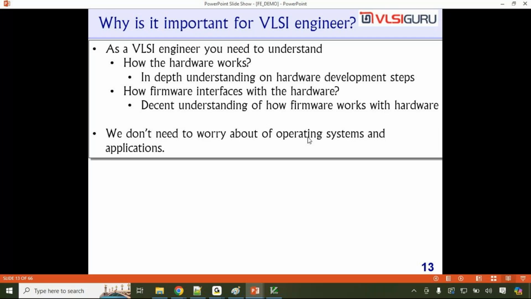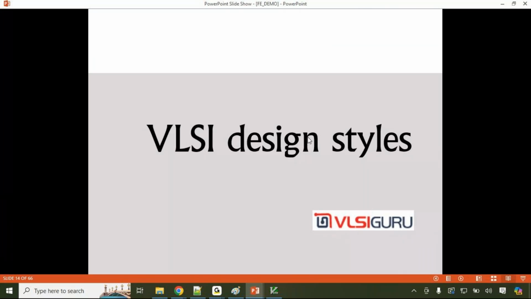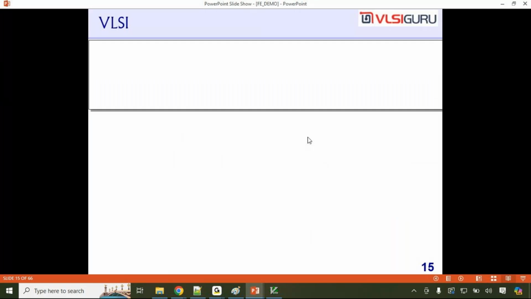So this is a brief about different layers that make up the electronic system. What is hardware, what is embedded system firmware, what is software, and what is applications. Now let us more specifically talk about VLSI. So first we'll start with understanding of VLSI design styles.